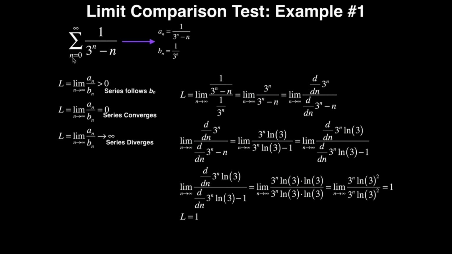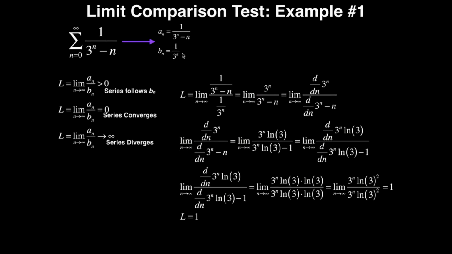We have the series from n equals 0 to infinity of 1 over 3 to the n minus n. All right, and we have an a sub n, as we have seen in some other previous series tests. Our a sub n is really just the argument of the series at hand, which is 1 over 3 to the n minus n. And we also have a b sub n.